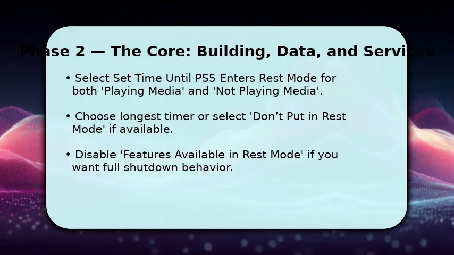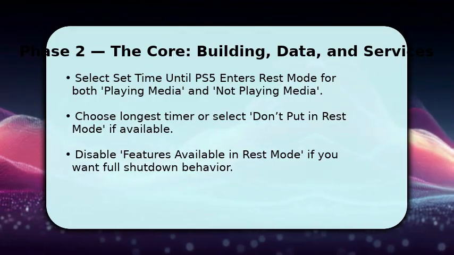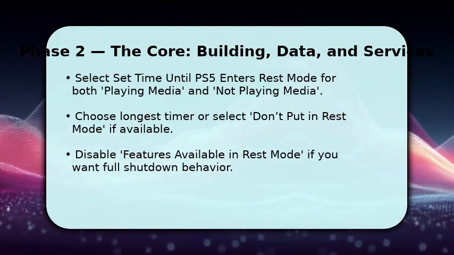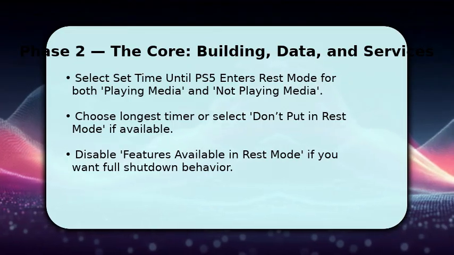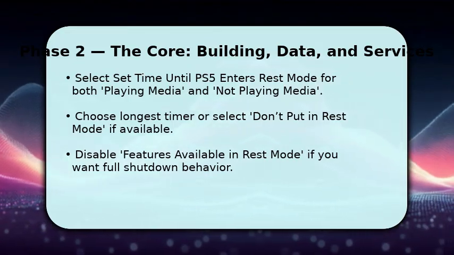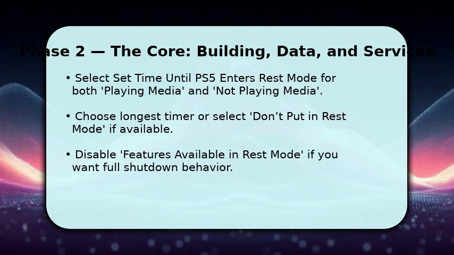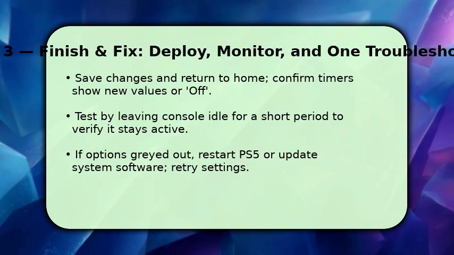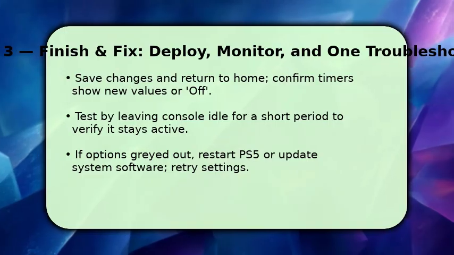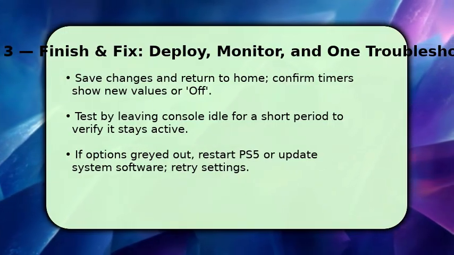Also, make sure to open Features Available in Rest Mode and turn off options like Supply Power to USB or Stay Connected to Internet. Disabling these prevents background activity and completes the switch away from rest mode. After adjusting settings, back out to the main menu and confirm the timers now reflect your choices.